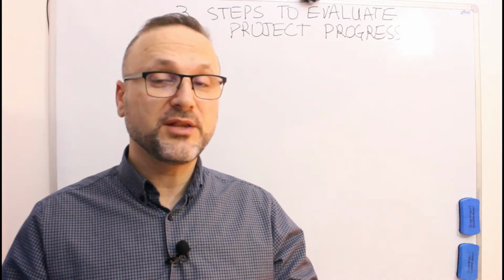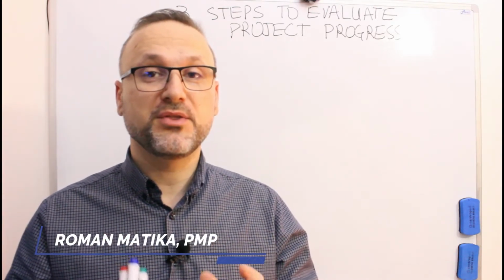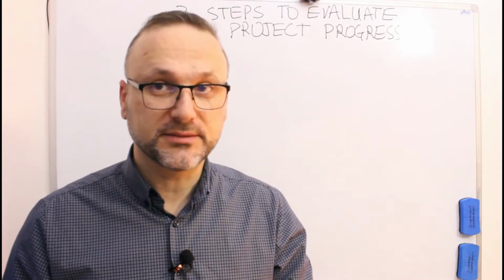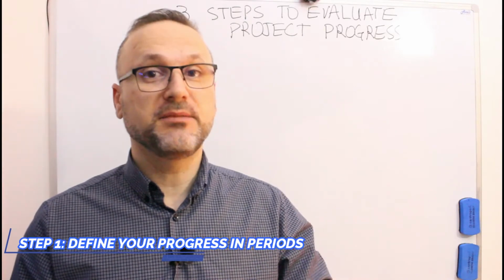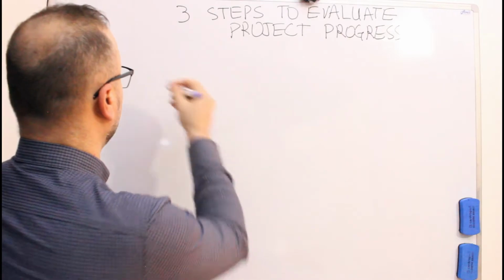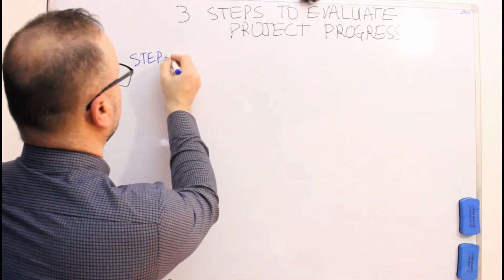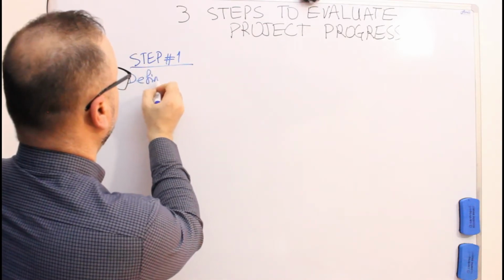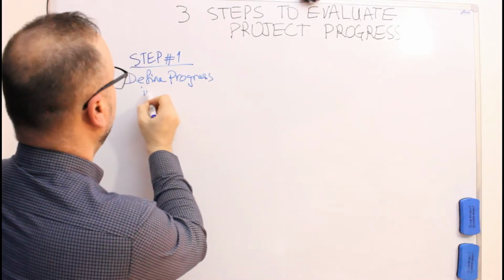In order to define your project progress, you will go through your main 3 steps. So let's go directly to step number 1. Step number 1, you need to define your progress in periods. What does this mean? Step number 1: define progress in periods.